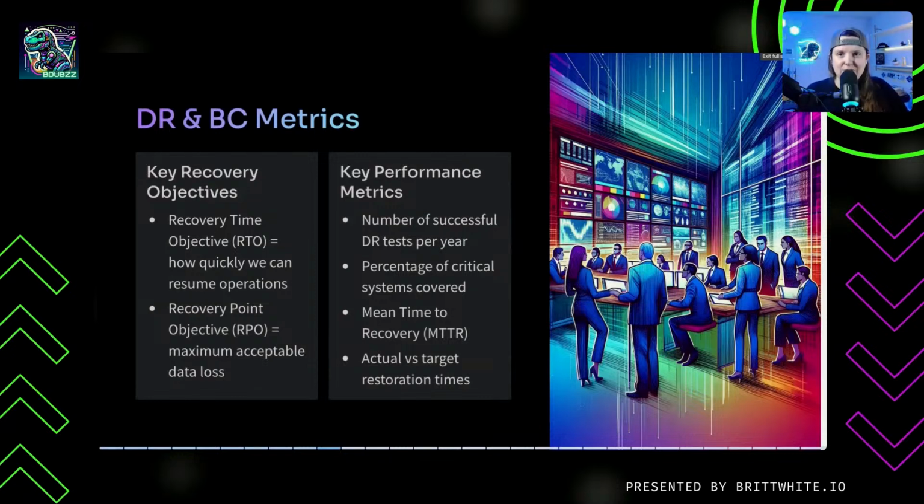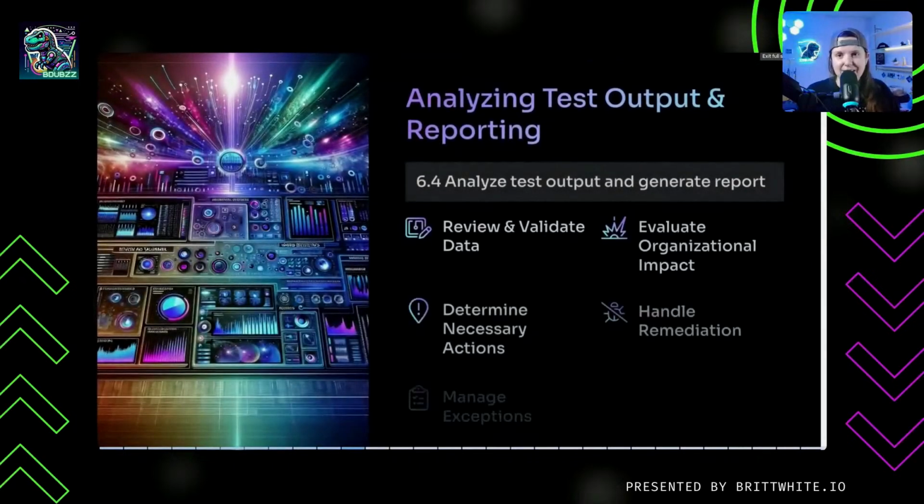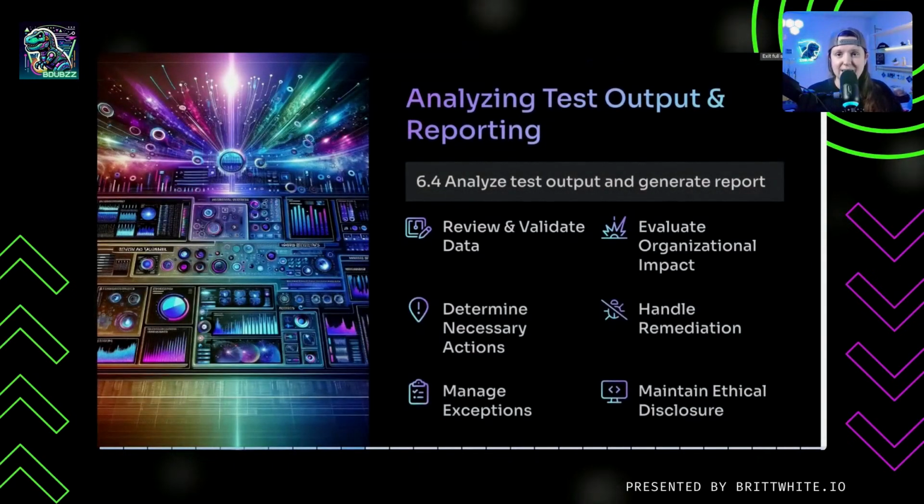Let's move on to Objective 6.4. Now, an important part of security testing is transforming test outputs into actionable reports. This is where we convert the raw data into meaningful insights that drive real security improvements. The key is taking a systematic approach.